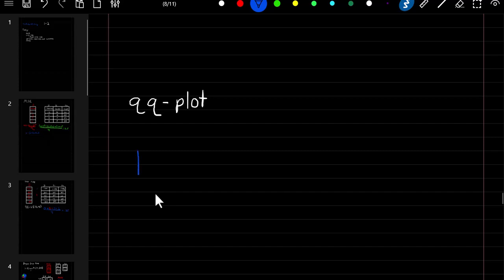QQ plots, also known as quantile-quantile plots, are used to test whether a variable comes from a certain distribution. So if it does follow that distribution, it should form a straight line. Now if it doesn't form a straight line, we can say that variable does not follow that distribution. So it's usually used to test whether a variable is normally distributed or not. In which case, on the x-axis, we will have z-scores. And then on the y-axis, we will have the sample quantiles.